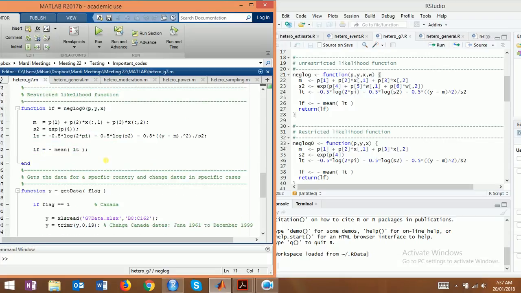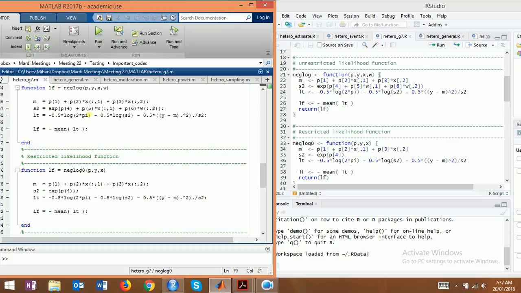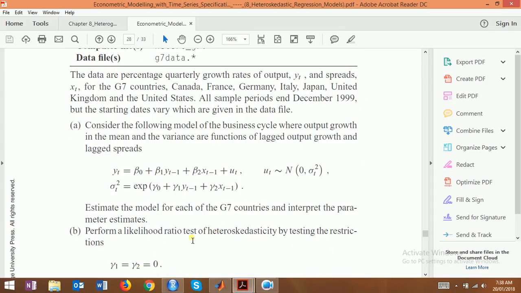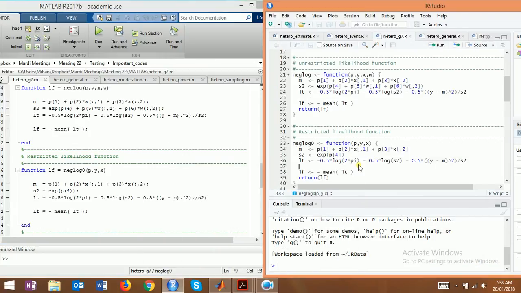And the restricted one is LF neglog p, y, x, with the exponential of p4, because we are testing whether gamma 1 and gamma 2 are jointly 0 or not, right? Yeah, whether gamma 1 and gamma 2 are jointly 0 or not.